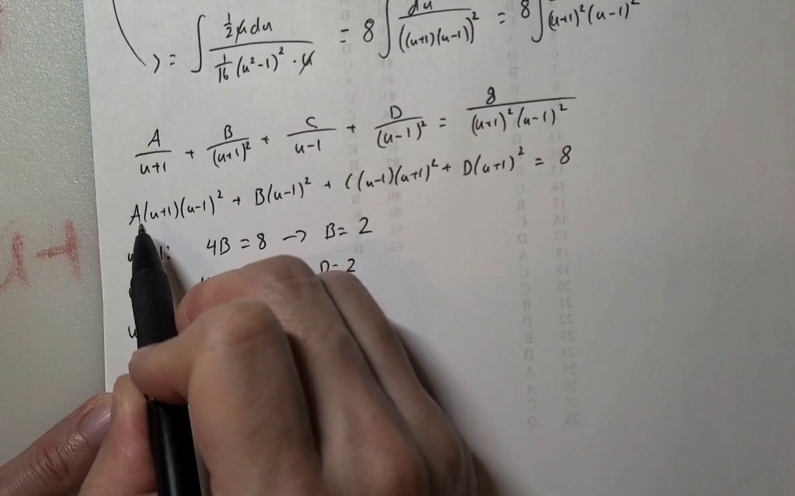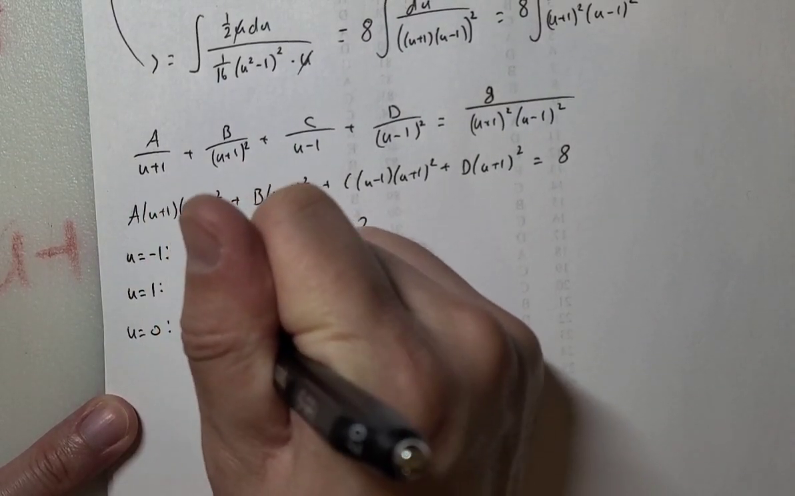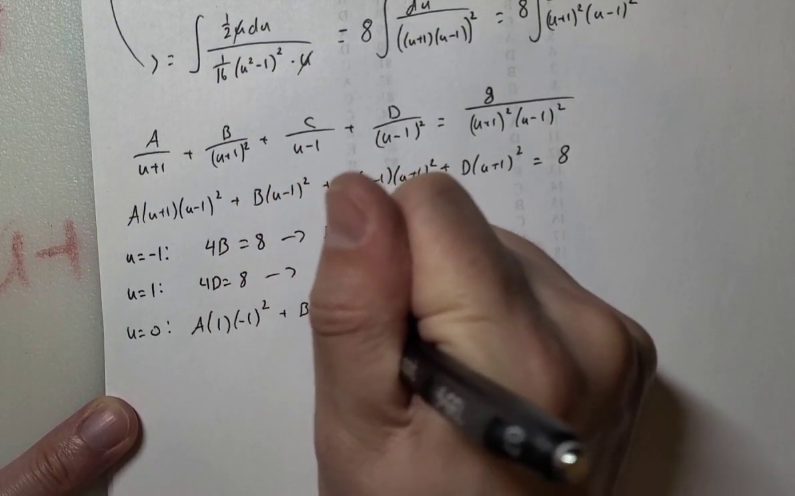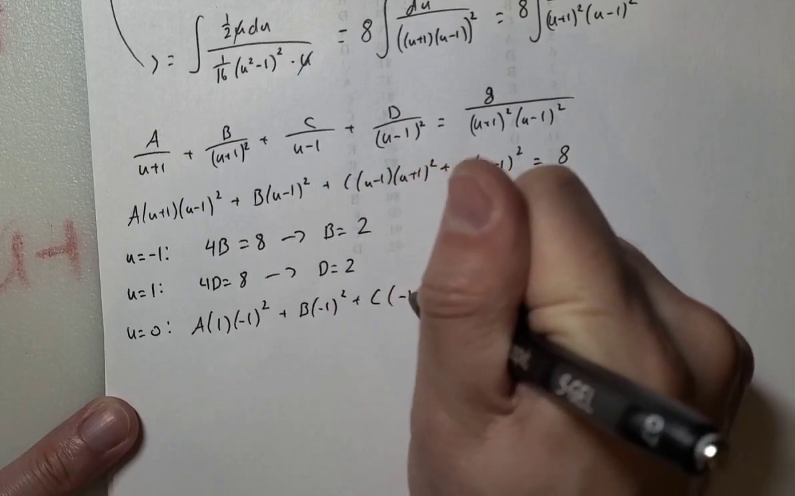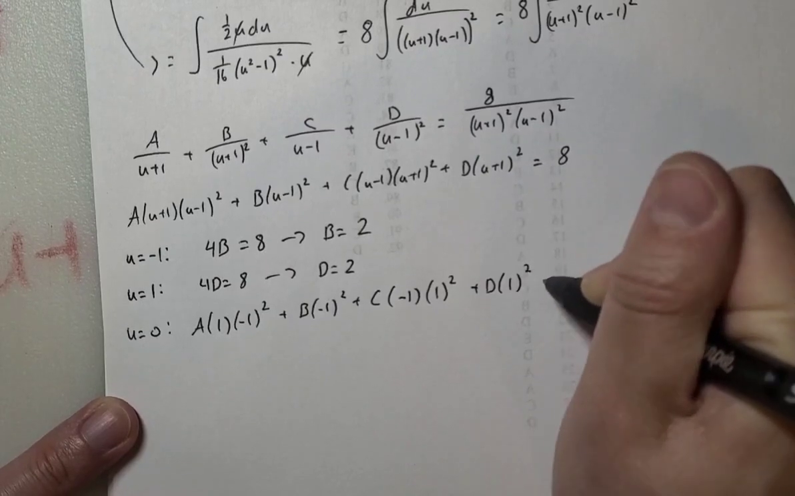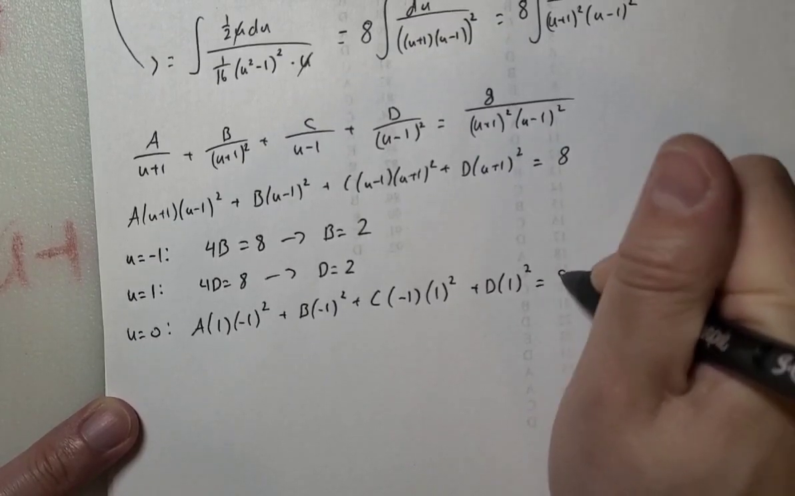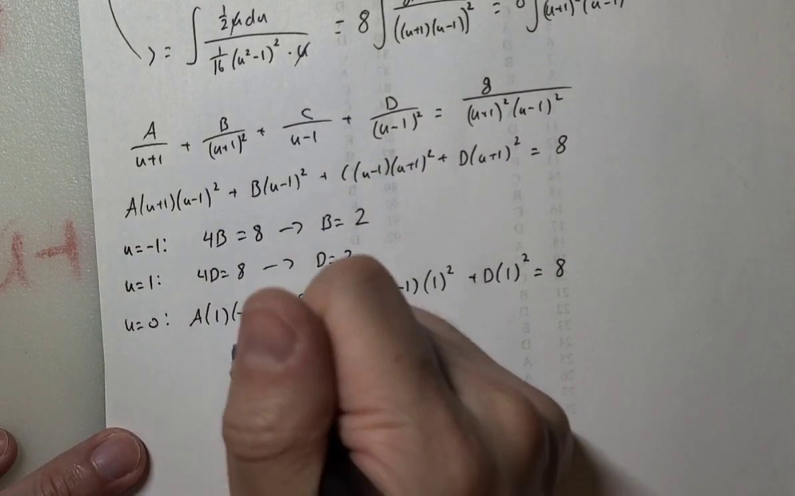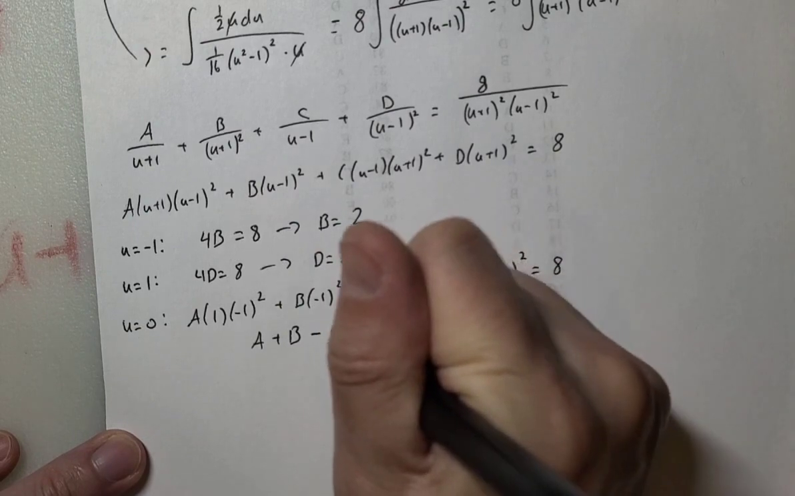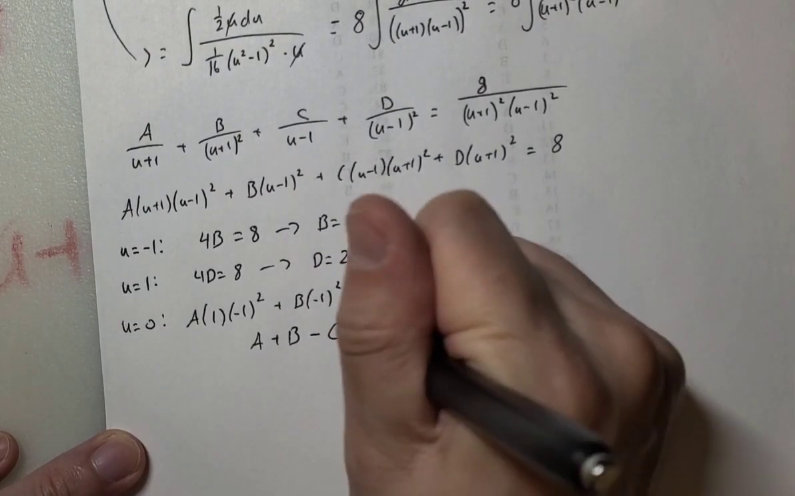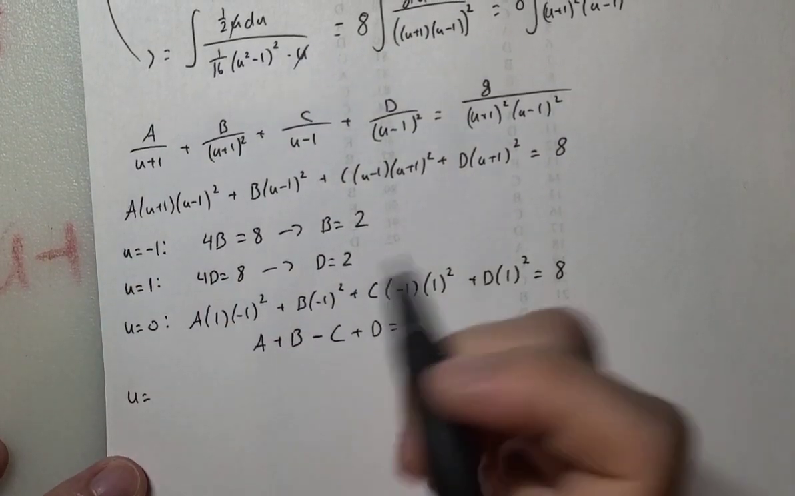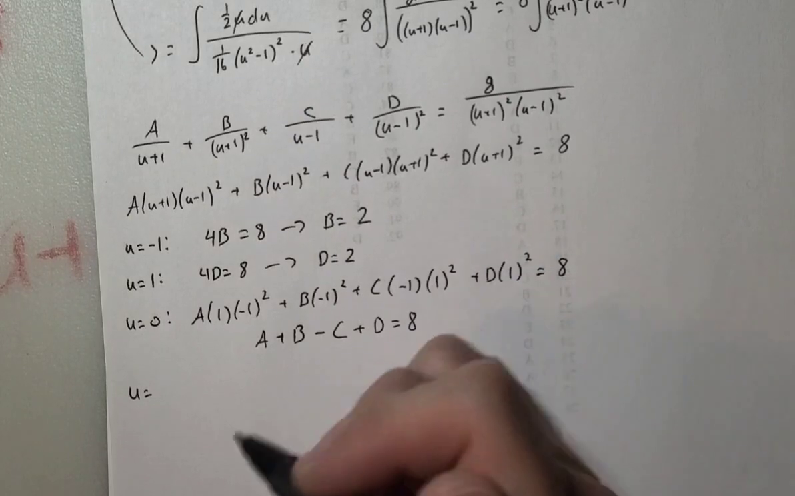We would get, let me just write the whole thing out, a times 1 minus 1 squared plus b times minus 1 squared plus c times minus 1, 1 squared plus d times 1 squared, which is equal to 8. Okay, so we simplify. We get a plus b minus c plus d is equal to 8. So we have a third equation. We plug in another number, for example, we can plug in u is 2.